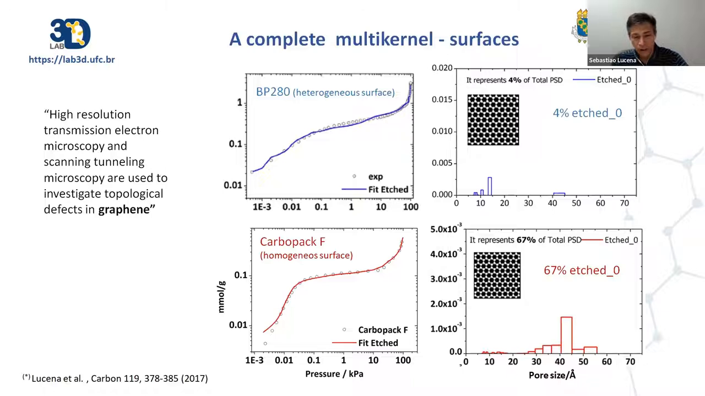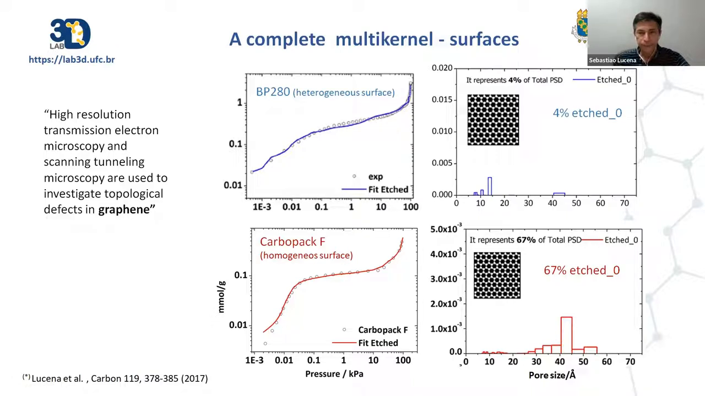We also found that the multi-kernel is useful to discriminate heterogeneity in surfaces. This is helpful because topological defects in graphene are investigated with costly techniques like high resolution transmission electron microscopy and scanning tunneling microscopy. We compare two carbon blacks. The BP280 is a heterogeneous surface, and the Carbopack F is a homogeneous surface similar to graphite.